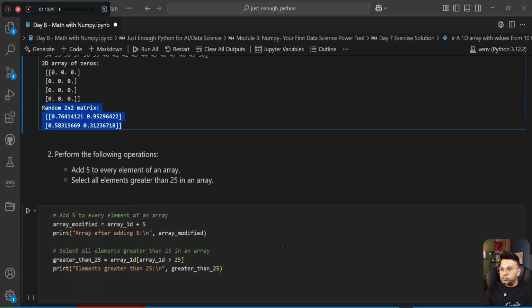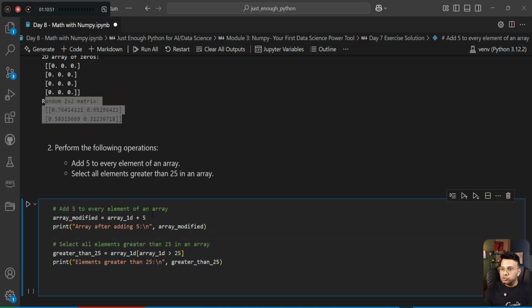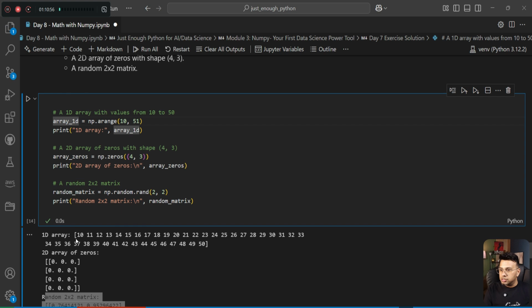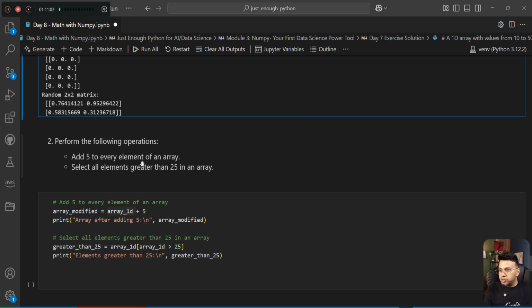The next question was to perform the following operations: add 5 to every element of an array, and then select all elements greater than 25 in an array. So I'm using the same array that I defined here, array_1D, which is an array of elements from 10 to 50. And now we are saying that we are going to add 5 to every element. So we should get an array which has elements from 15 to 55 for this. And then we will select all the elements which are greater than 25.